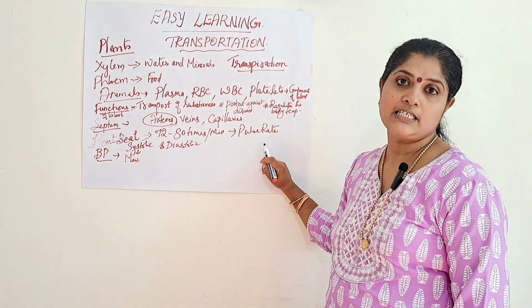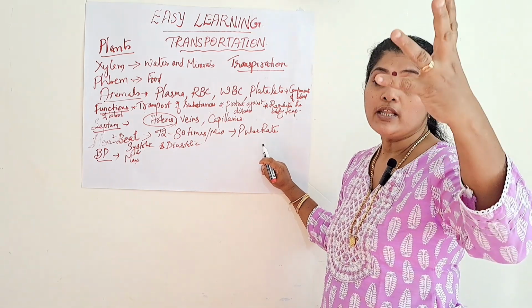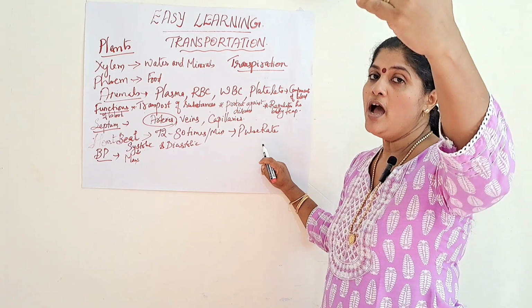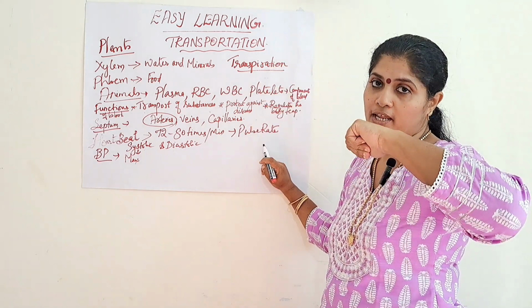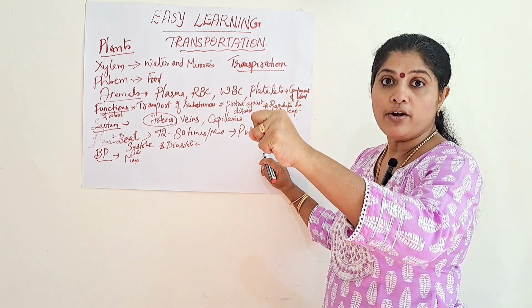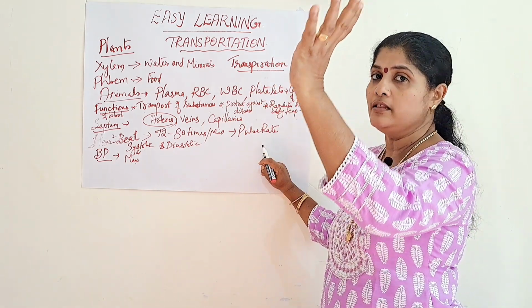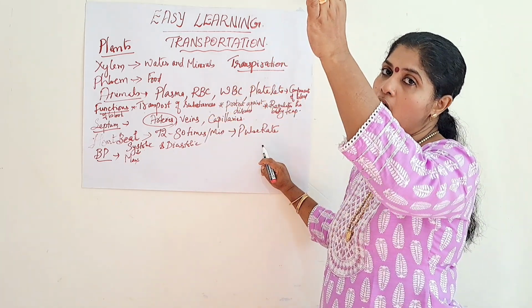Okay, and the diastolic pressure is the minimum pressure at which the heart releases the blood during the relaxation phase. So when the auricle contracts, the oxygenated blood moves to the left ventricle, isn't it? Then this ventricle is contracting. Then with a high pressure, the blood is being transported through the aorta, isn't it?